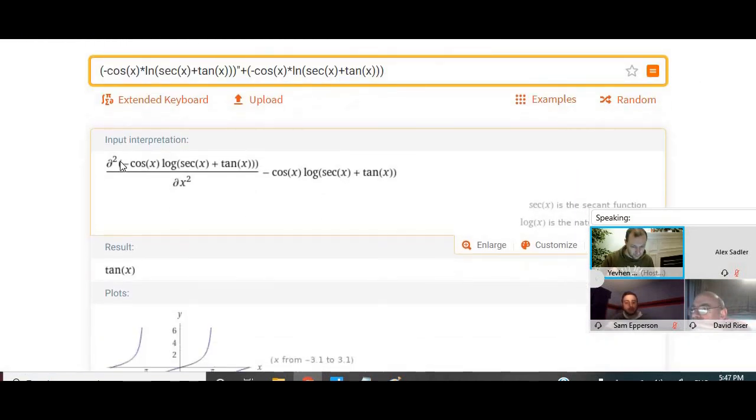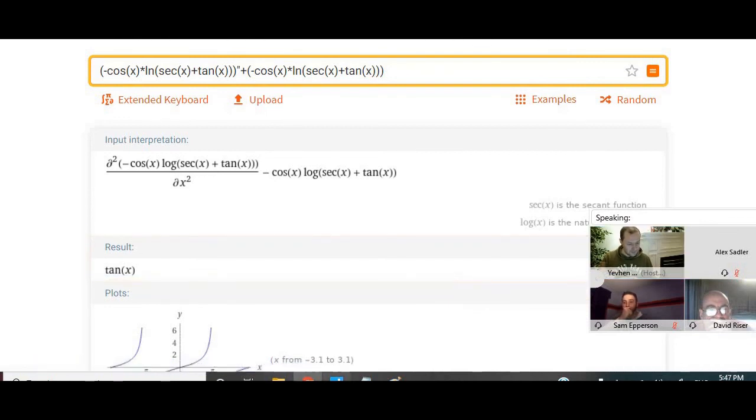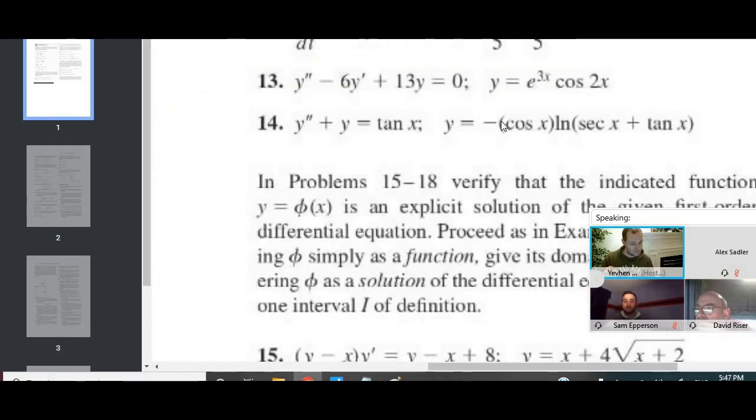Look, after all this mumbo jumbo, it says that the result of the left-hand side is tangent x. It's tangent. And the equation also says, well, if y was a solution, then this y should satisfy this equation, namely, make this equality true. Does it? Yes.